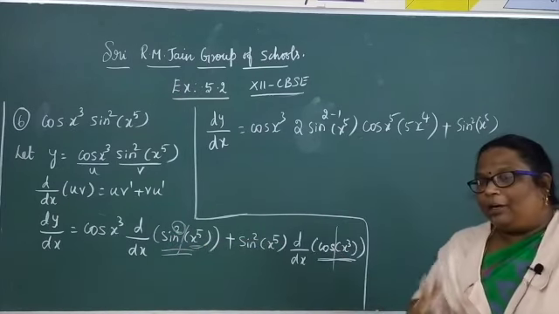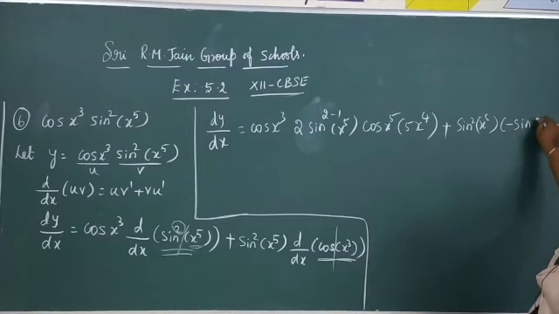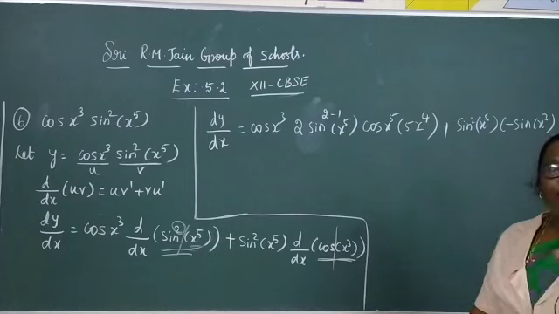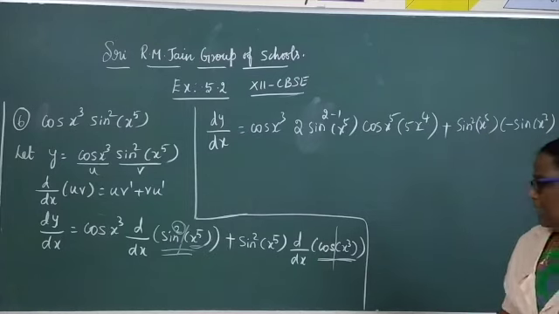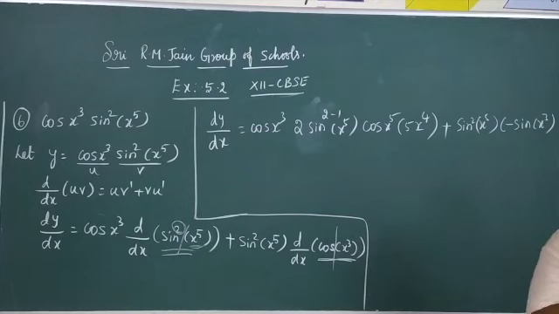It is a 2-term differentiation. So the first one is cos of x. What is the value? Minus sine of x cube. Cos of x equals minus sine x. X cube, okay, that part is over. Cos x differentiation is over.